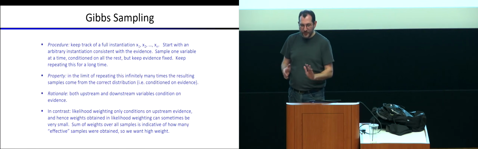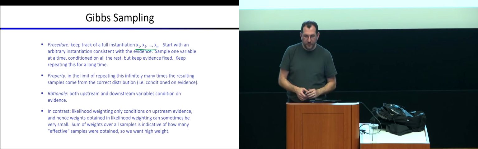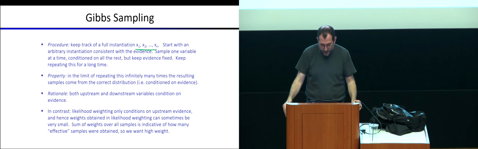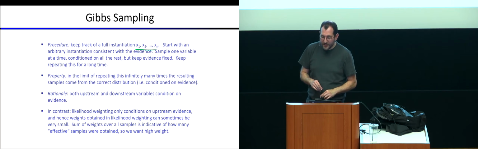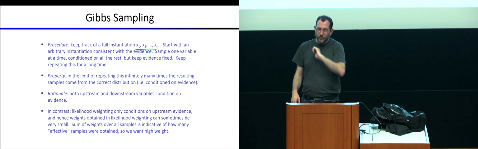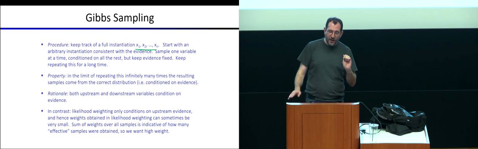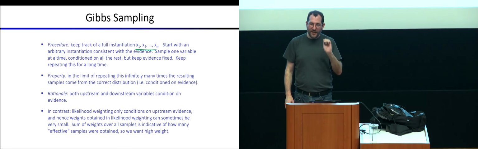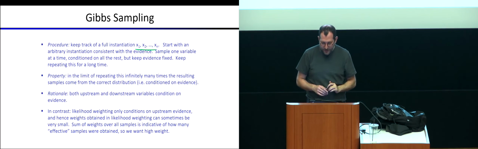Okay, so here's the procedure. I'll say it in words first. We're going to start with a complete full instantiation. That's an assignment to all variables. For example, random, or draw a prior sample, whatever you want, doesn't matter. You start with a full instantiation that is consistent with your evidence. You're then going to walk through the variables one at a time, round robin, and leave the evidence fixed, but for every non-evidence variable, you will resample just that variable conditioned on all the rest staying fixed. Okay, we'll walk through an example of that.